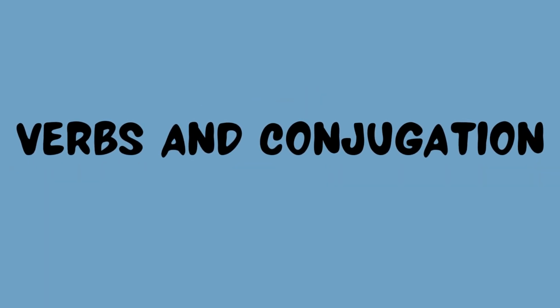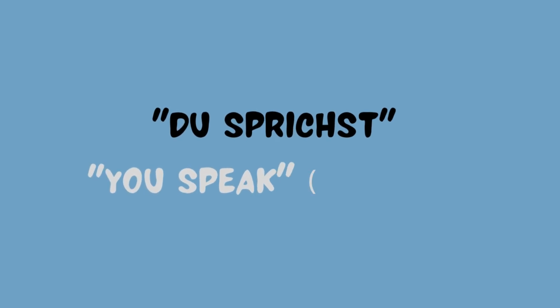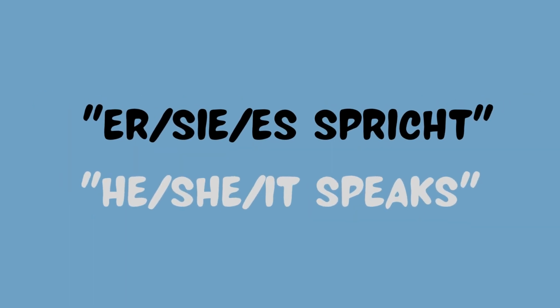Verbs and conjugation. Verbs are the action words in a sentence. In German, verbs change their form depending on the subject. This is called verb conjugation. Let's take the verb sprechen as an example. Ich spreche. I speak. Du sprichst. You speak, informal. Er, sie, es spricht. He, she, it speaks.